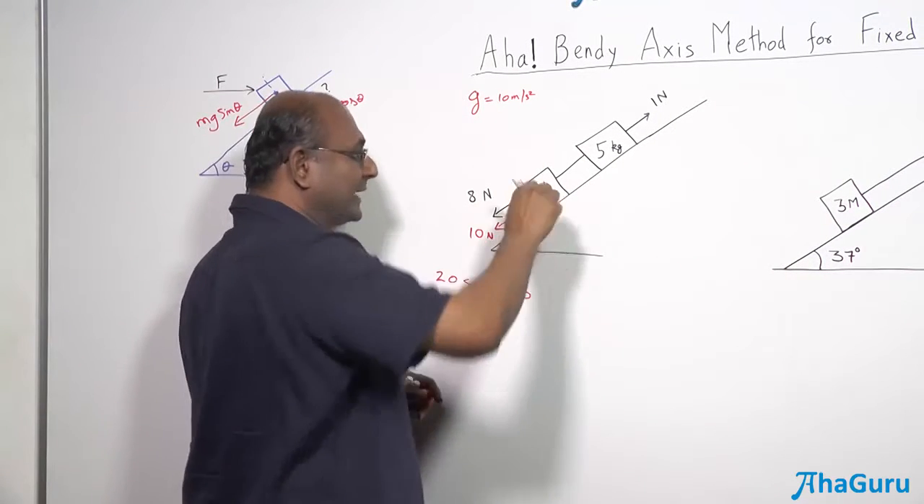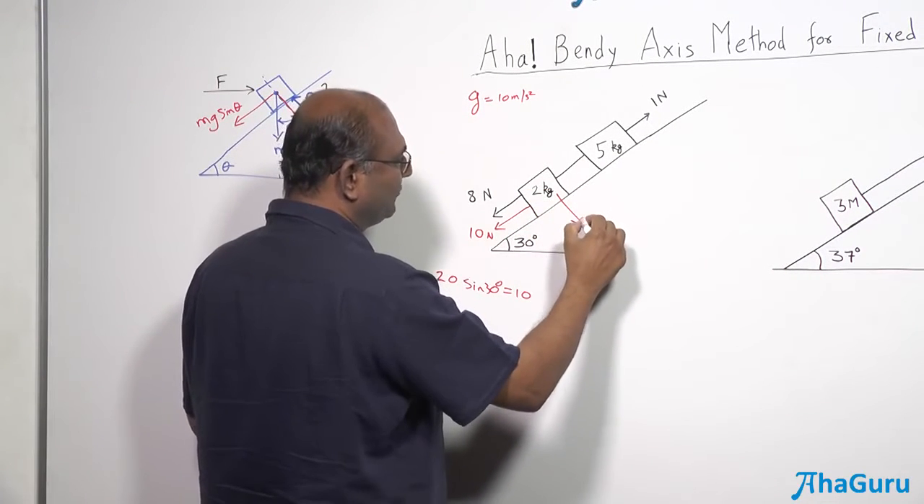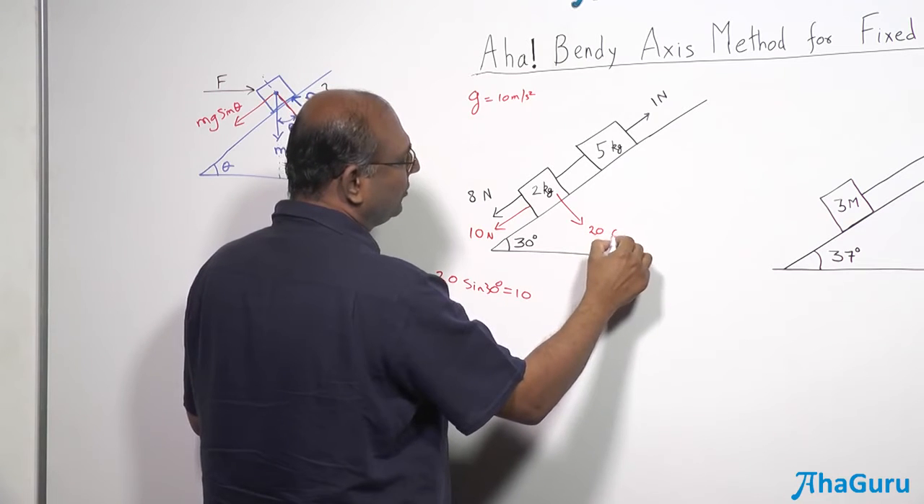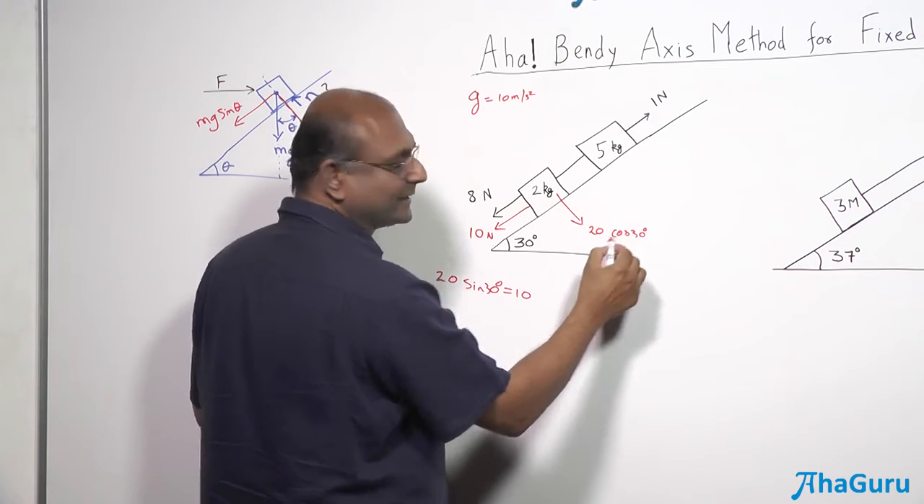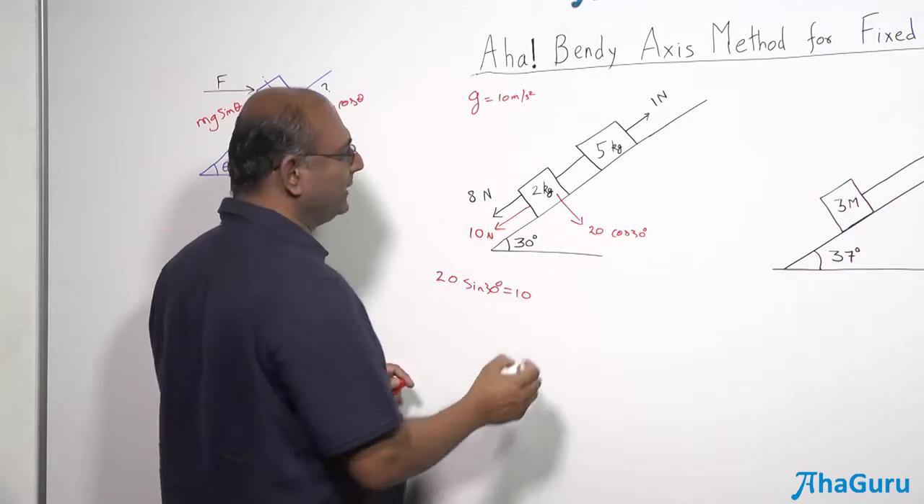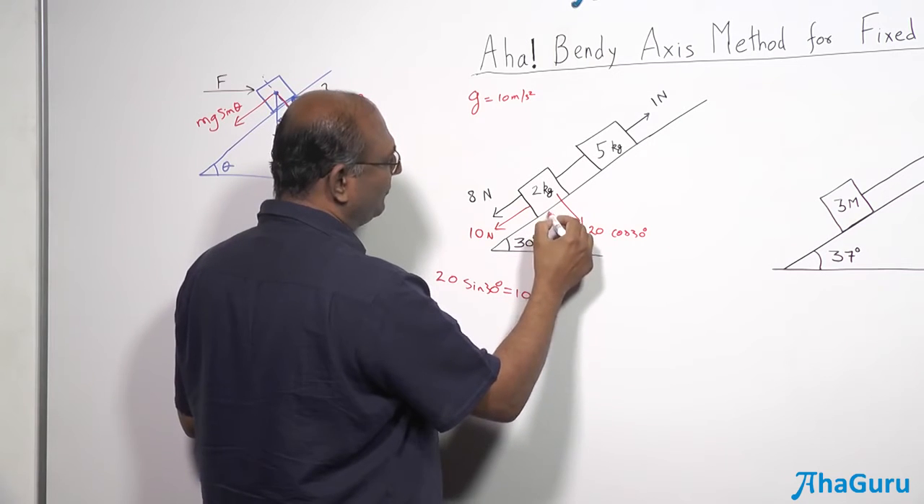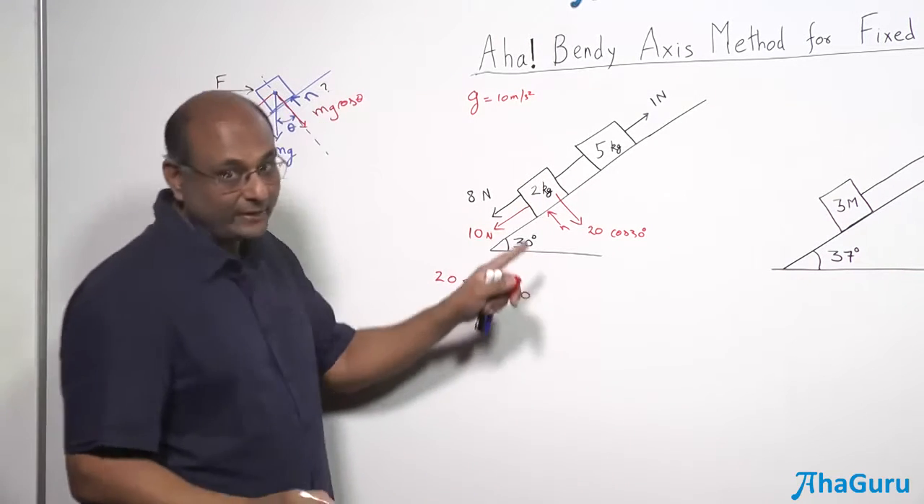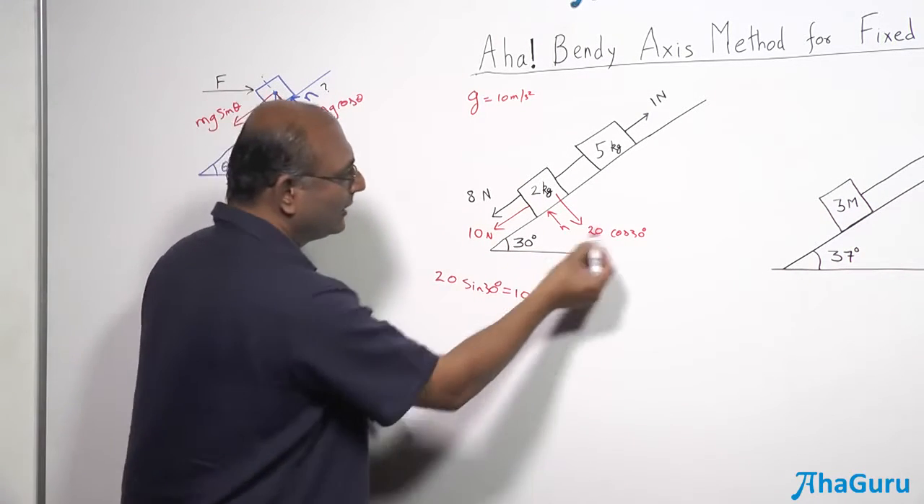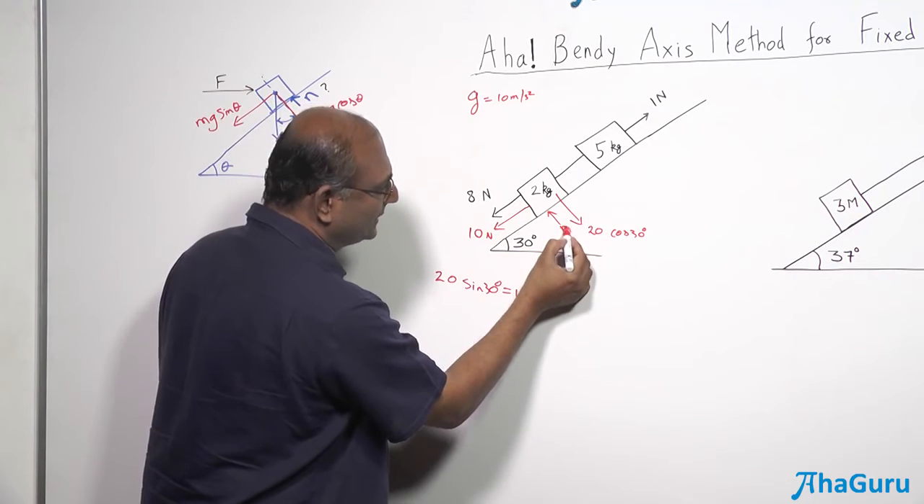Is there another force like this? Yes. How much is that force? This will be 20 cos 30. I won't calculate it. Cos 30 is root 3 by 2. So there will be 10 root 3. But then there's also, of course, a normal force like this, which I don't know the value of. Right now, it will turn out that it will become equal to this in this problem.